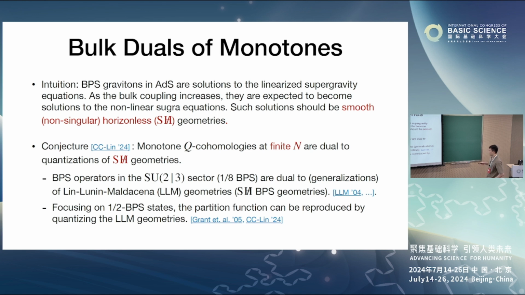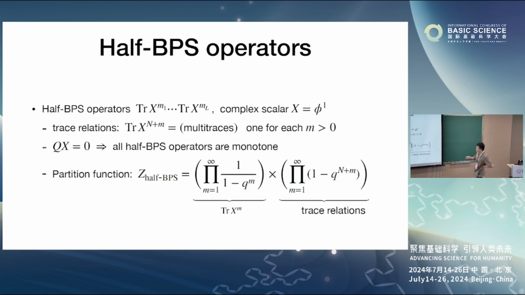So if we consider the original Lin-Lunin-Maldacena geometries, they are 1/2 BPS. We can consider a quantization of this geometry, and this quantization will actually reproduce the partition function of the 1/2 BPS operators. Let me discuss a bit more about this quantization of the Lin-Lunin-Maldacena geometry. So first, on the CFT side, we are focusing on half BPS operators, and these half BPS operators are constructed out of the multi-traces of a single scalar X, that is one of the previous 3 scalars phi.